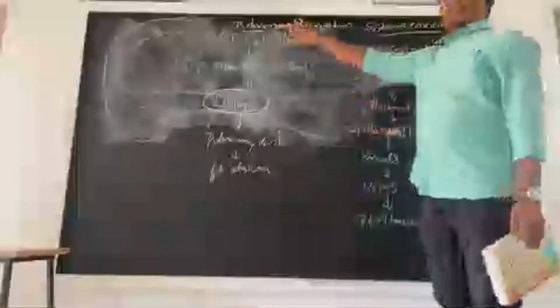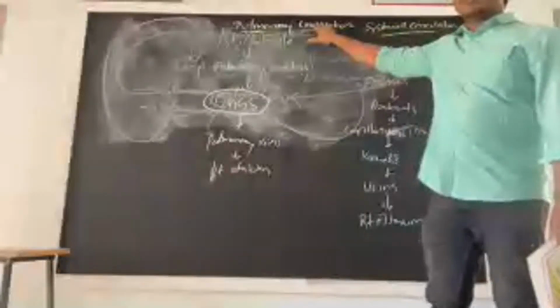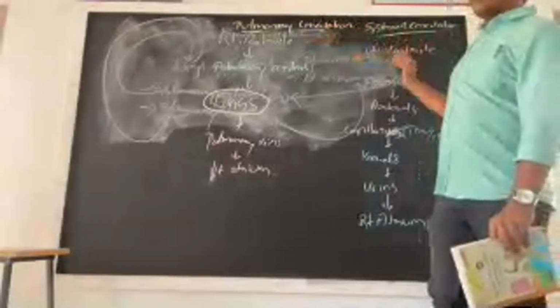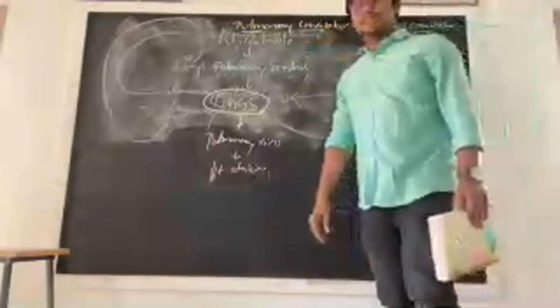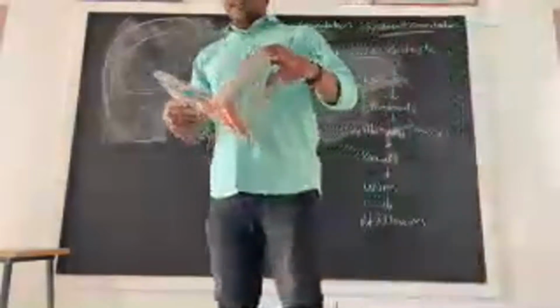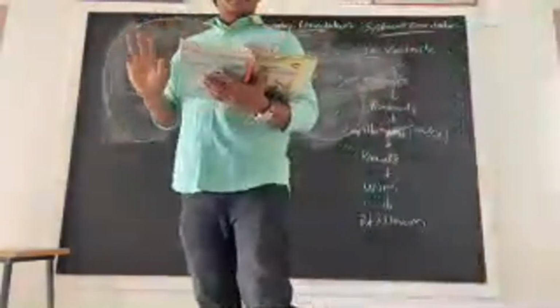Listen. We have seen what is pulmonary circulation and what is systemic circulation. Now, in the systemic circulation, there is a special part which is called the aorta. Exactly, we'll see what this aorta is.